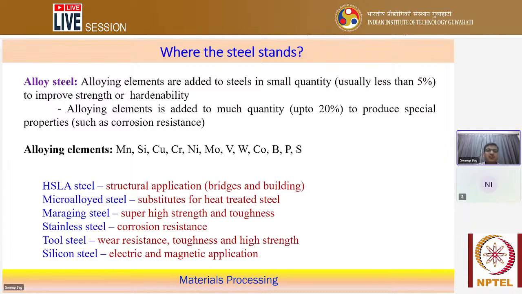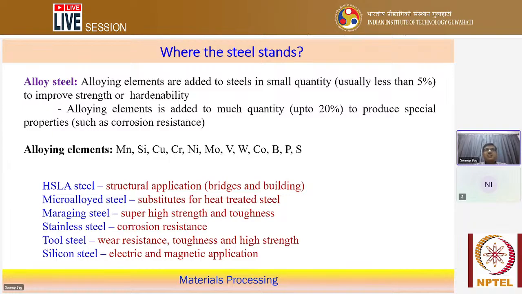One is the high strength low alloy steel. This particular steel is applicable in structural applications, bridges, and buildings, where you can find high strength applications. Next is micro alloy steel, which basically acts as a substrate in this case. Maraging steel has super high strength as well as toughness. Usually as strength increases, toughness decreases, but the combination of very high strength as well as toughness is possible in the case of maraging steel.